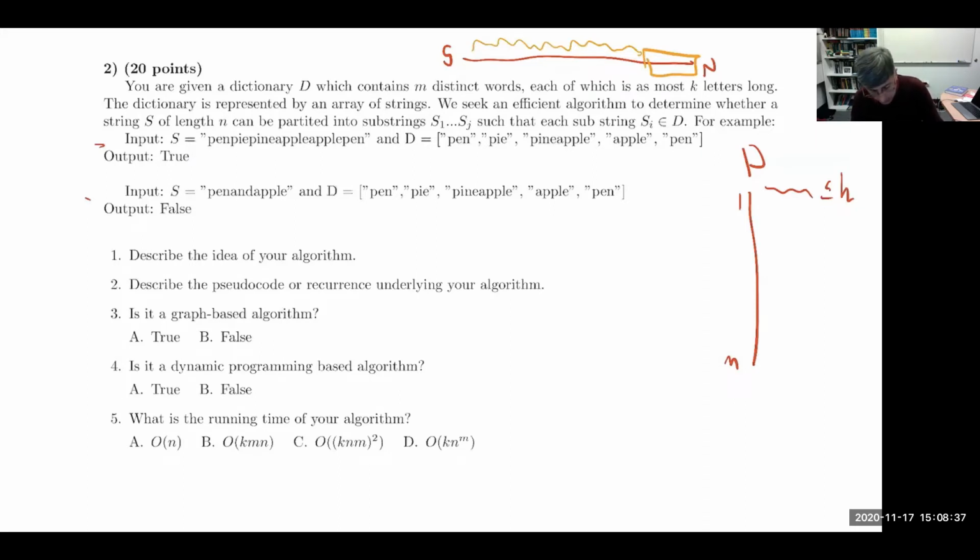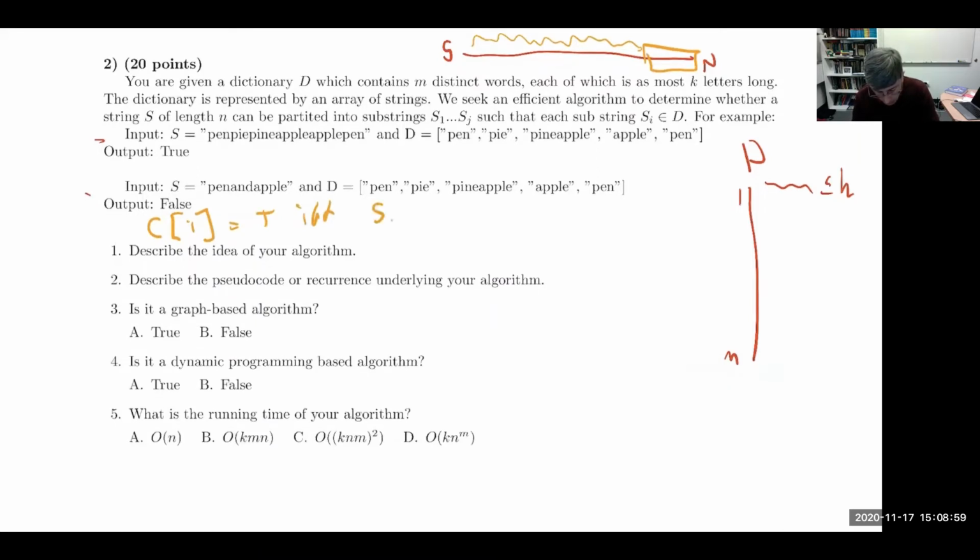So my definition is I am going to define a function. Let me call it, what letter do I want to call it? Let's say I want to define a function C of i, which is going to be true if and only if S sub 1 to i can be expressed as a concatenation of dictionary words.